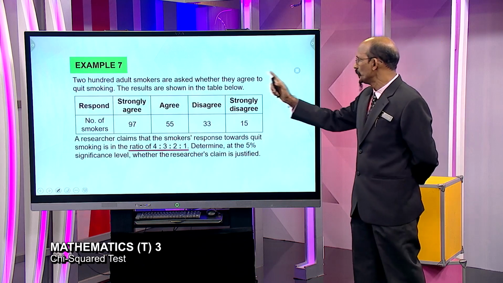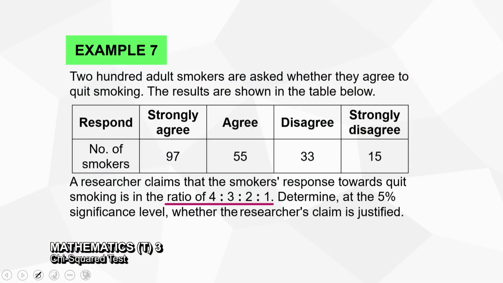so this question, 200 adult smokers were asked whether they agree to quit smoking. The results are shown in the table. The researcher claimed that the smoker response toward quit smoking is in ratio 4:3:1. That means this is the distribution. That means this one comes under goodness of fit test. Determine at 5% significant level whether the researcher's claim is justified, whether it's true or false.